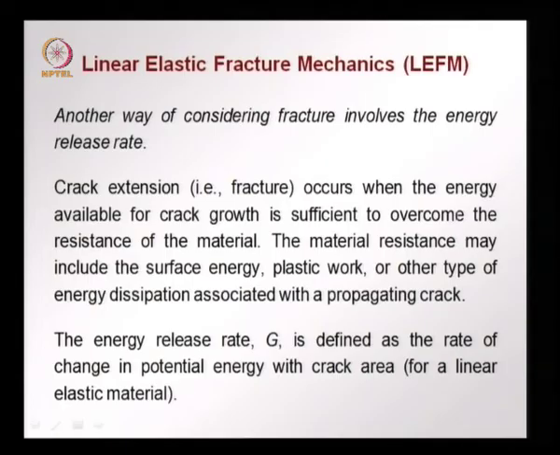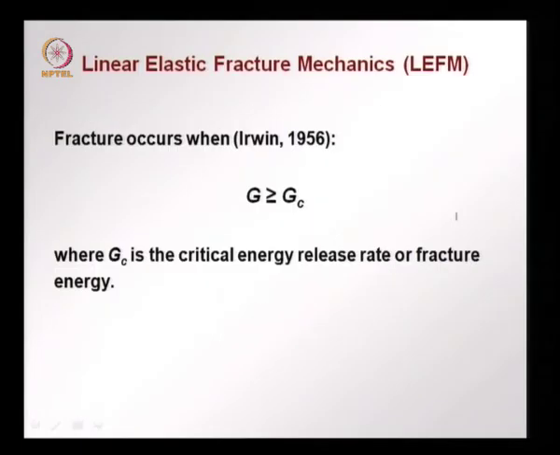We define what is called the energy release rate as the rate of change in potential energy with crack area. We find what is the rate of change of potential energy for every unit crack area to be created. This again for a linear elastic material. What Irwin found in 1956 was a fracture criterion could be given in this form, where G is the energy release rate.